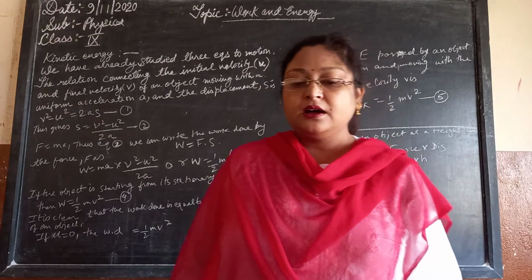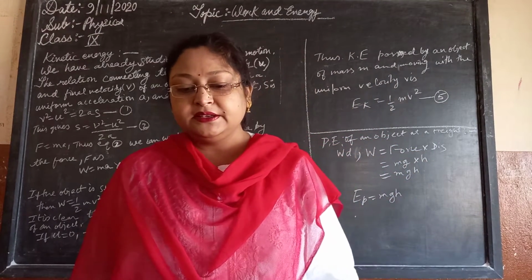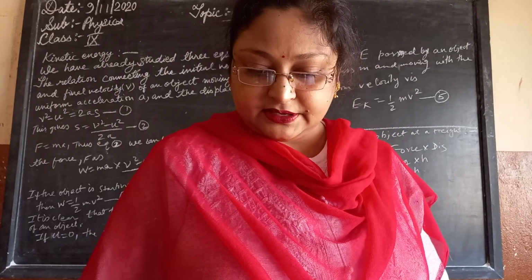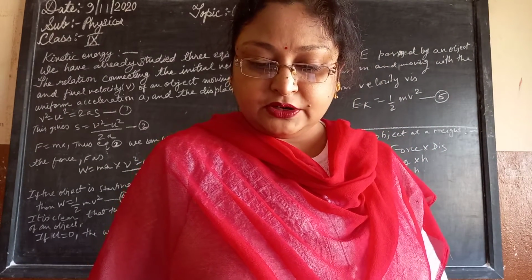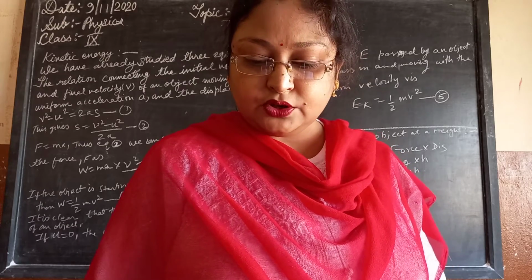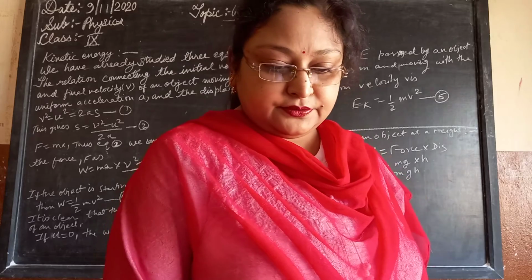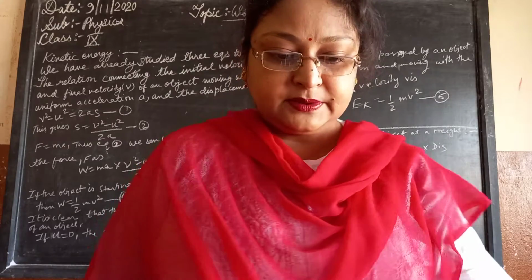So work done upon time taken is equal to power itself. The rate of doing work is what we call power. So 1 kilowatt is equal to 1000 watt, which is equal to 1000 joule per second itself, and thus it has been done.